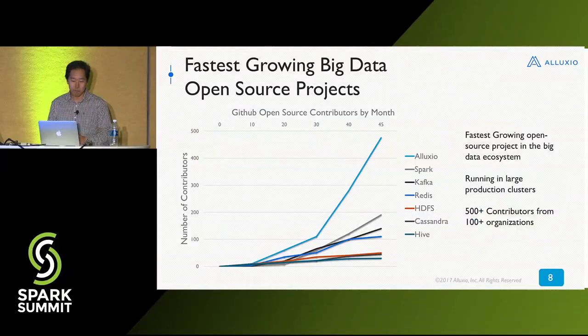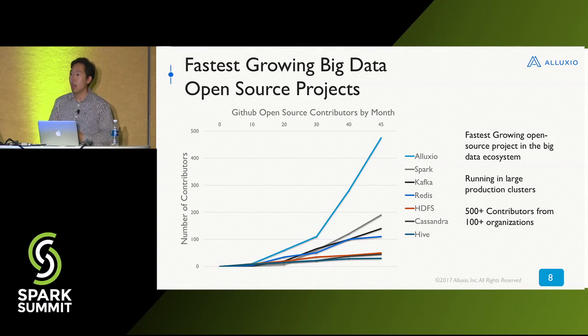And just also to talk more about Alluxio, Alluxio is an open source project. It actually was born from the AMP lab at UC Berkeley. And it's the same lab that Spark came out of and Mesos came out of. So it has a rich history in terms of the open source community. It's actually also one of the faster growing open source projects out there in the big data ecosystem.